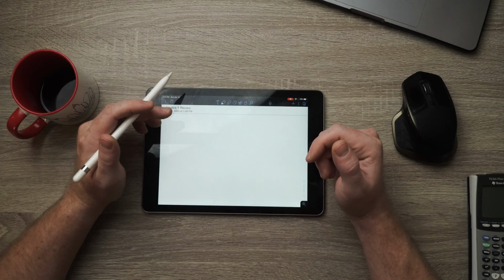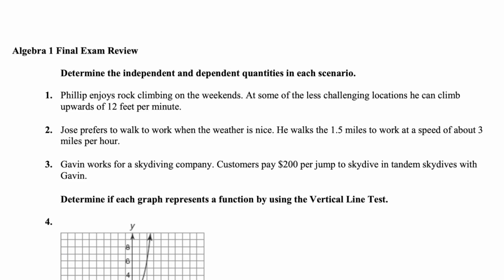All right, so to kick things off, we've got a couple word problems where we're asked to identify the independent and dependent variables in the question. So number one says, Philip enjoys rock climbing on the weekends. At some of the less challenging locations, he can climb upwards of 12 feet per minute. So in this case, the number of feet that he's able to climb depends on the number of minutes that he's able to do so.